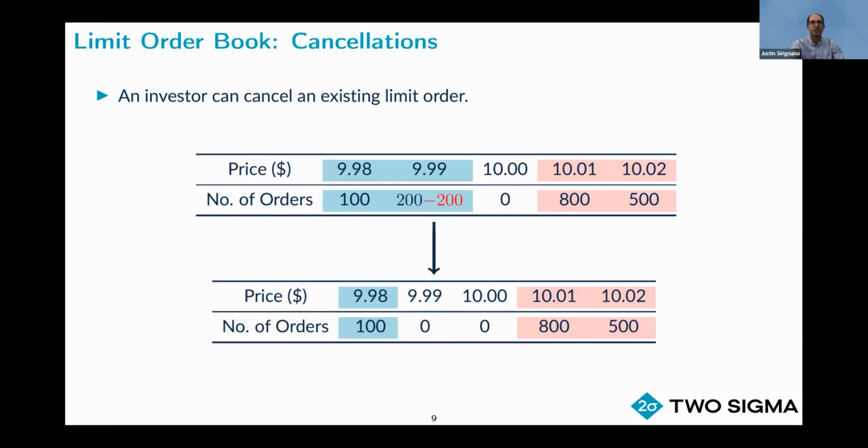Investors who have existing limit orders in the market have the option to cancel their orders. The example here shows an investor canceling a limit order for 200 shares. The order cancellation increases the spread from 2 cents to 3 cents. That is, the best bid price decreases from $9.99 to $9.98. And there are now no limit orders at the price levels of $9.99 and $10.